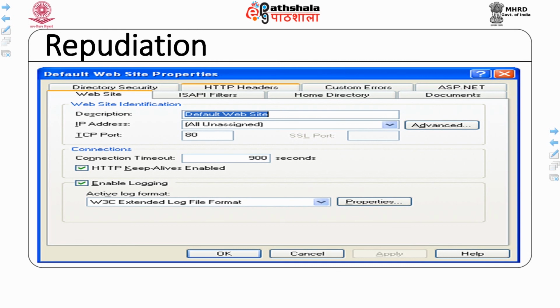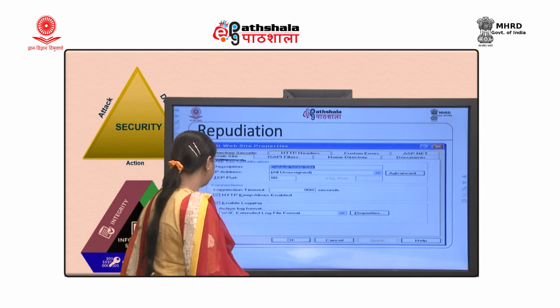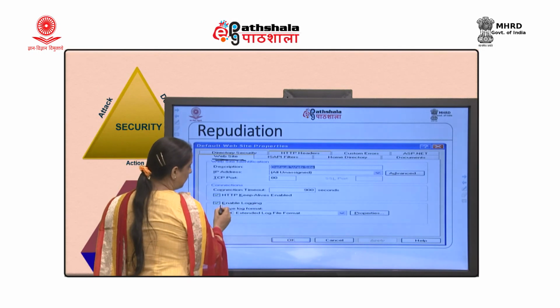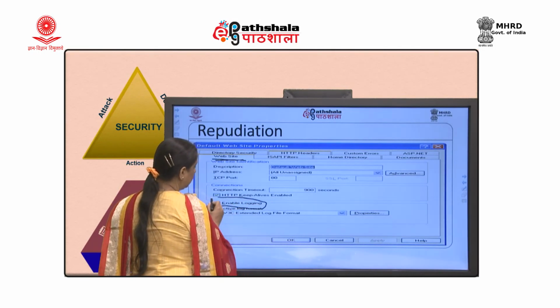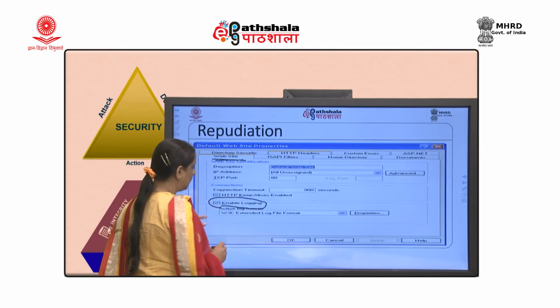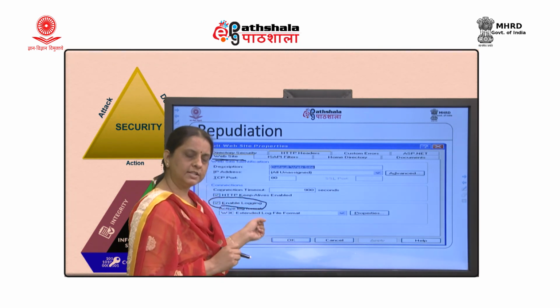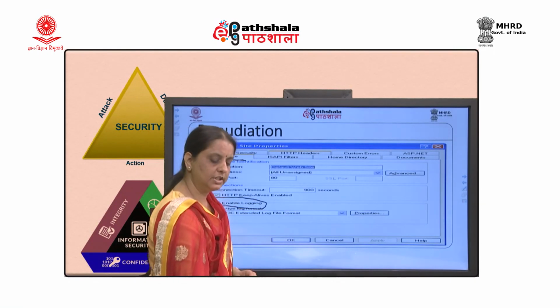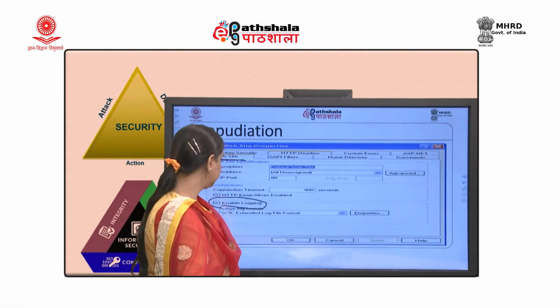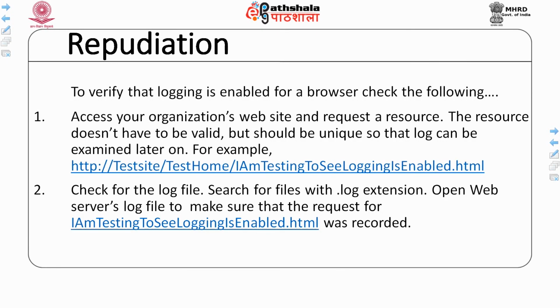In that, the property you are interested in is the Website property. So, click that tab. In it, you have an option called Enable Logging. If it is not ticked, you have to tick it, so that all the activities that occur on your machine are logged. This is how we check whether logging is enabled or not.